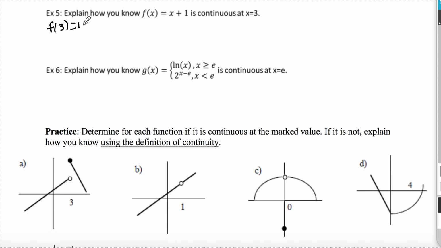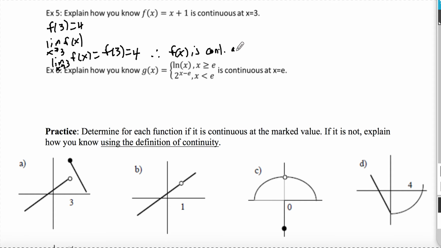f of 3 I know is 4. The limit as x approaches 3 of f of x is 4. I know that because I can just substitute in like we practiced, right? And we can say then that the limit as x approaches 3 of f of x equals f of 3, which is 4. Therefore, f of x is continuous at x equals 3. But that's kind of like overkill. We can just rely for some things on our knowledge of functions. This is a linear function, right? So we could have also simply said, we know f of x is going to be continuous because it is a linear function. Linear functions are always continuous.